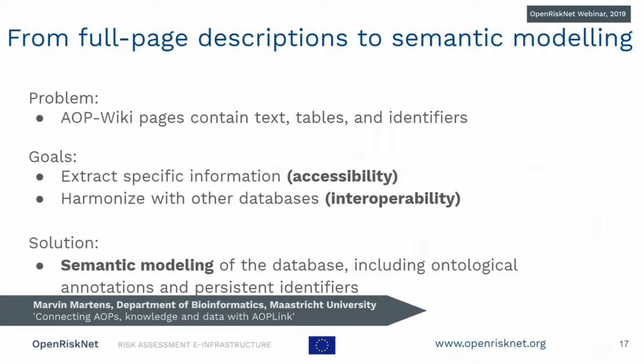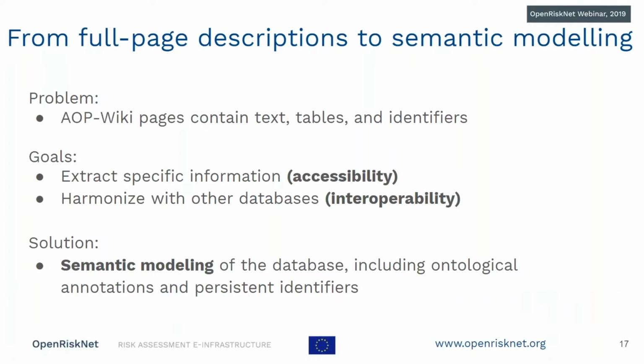And for the AOP-Link to work well, we would like to make this database, the AOP-Wiki, more accessible. We want to extract specific information to retrieve specific answers. Also, we would like to see harmonization with other databases. By using persistent identifiers and ontologies, linking databases should become better. We call this interoperability.